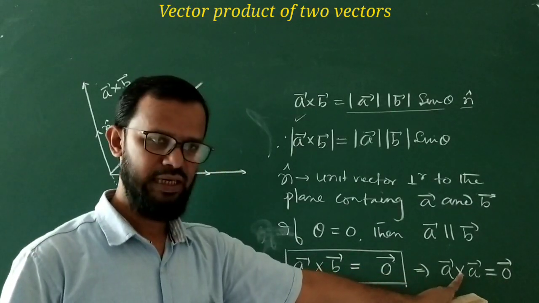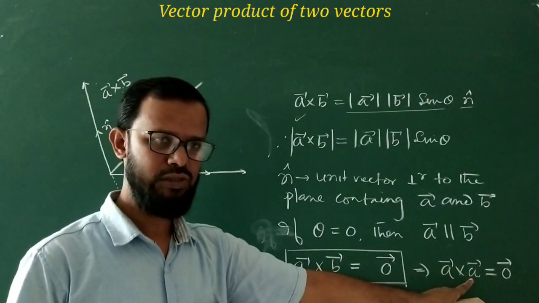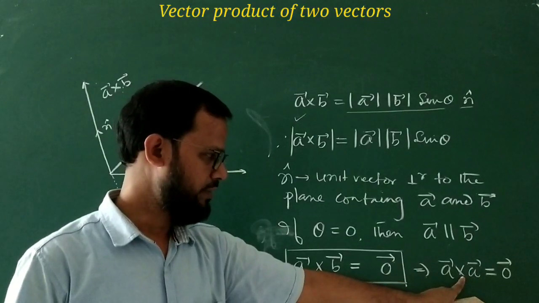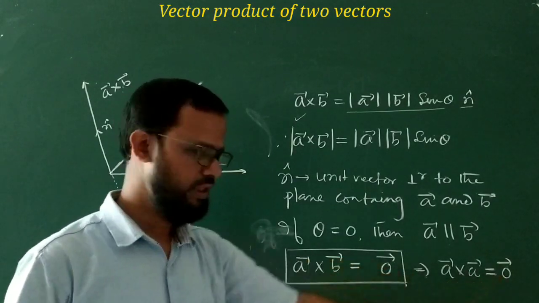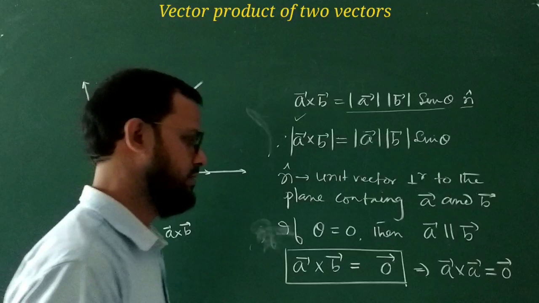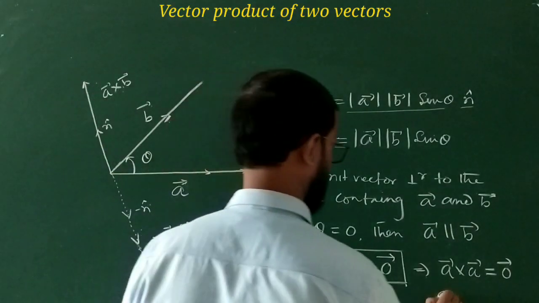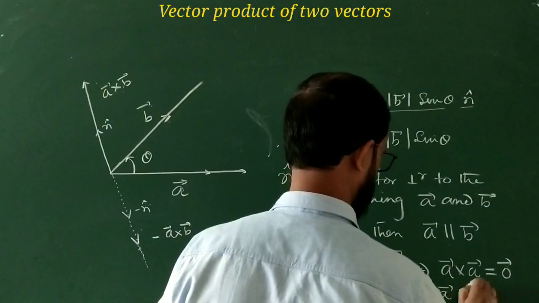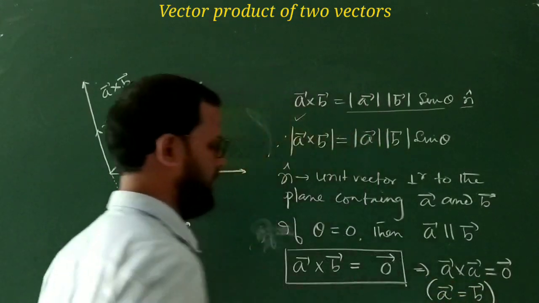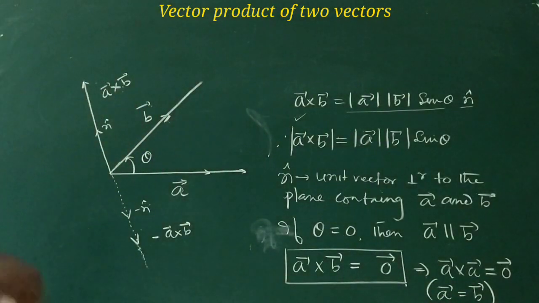In the dot product, A dot A equals the magnitude of A whole squared. But in the cross product, A vector cross A vector is equal to the zero vector if A and B are the same vector, where A vector equals B vector. If it is so, then A cross A equals the zero vector. These two are the important results.